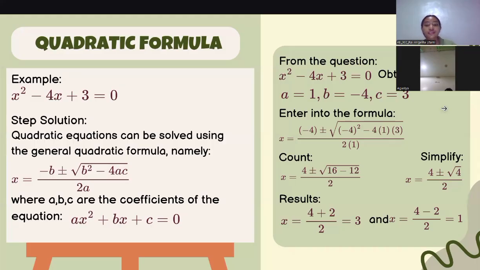Now we separate the two cases. First, x equals 4 plus 2 over 2, which equals 3. Second, x equals 4 minus 2 over 2, which equals 1. So the solutions are 3 and 1.